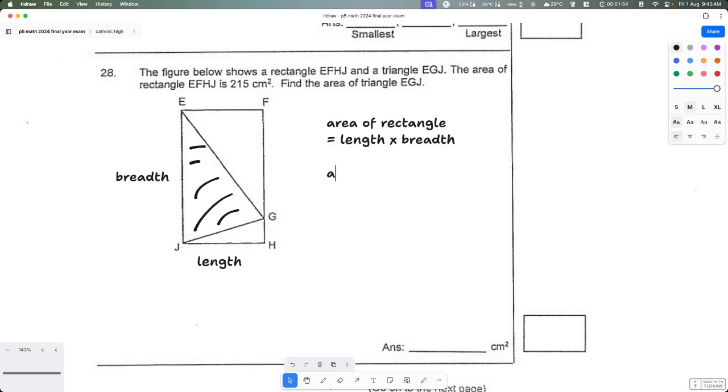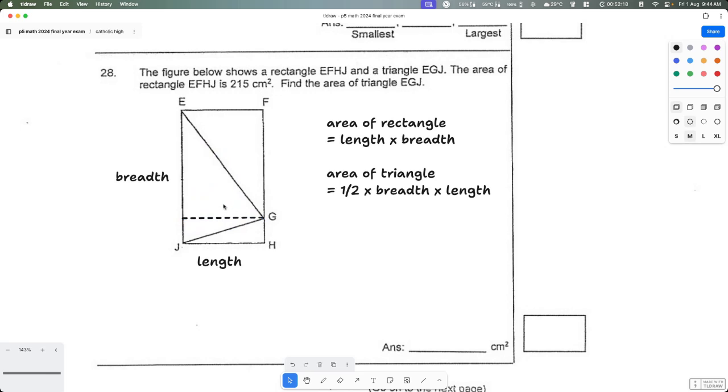So area of triangle is usually half base times height, but in this case half times breadth times length. Because in this case, if I were to draw the line that shows the length, it will look something like this. And then let me put a simple rectangle as well to signify this over here. So we know that the area of triangle EGJ is basically half times breadth times length.